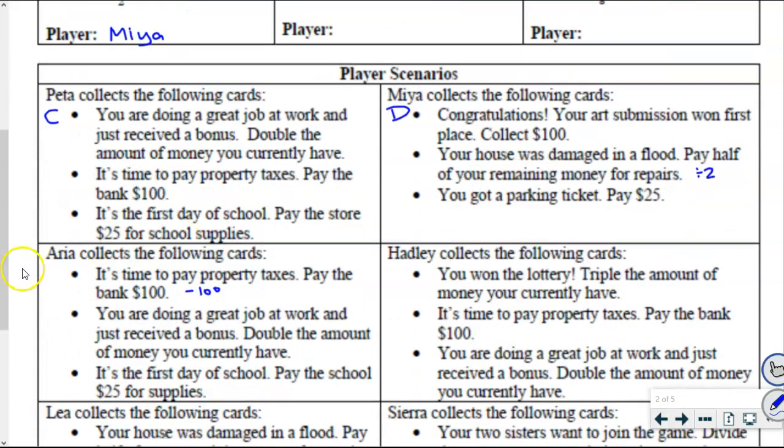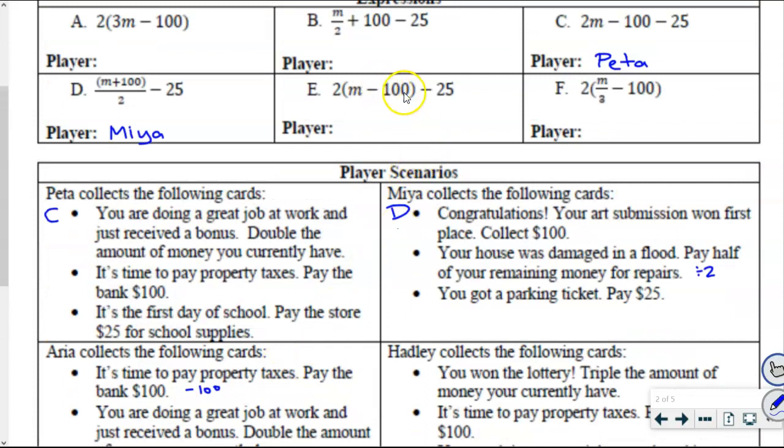And then, keep on reading. It's the first day of school. We pay the school $25 for supplies. So after we pay $100 and then we double, then we're subtracting 25. So I do think it's safe to say player E is Aria. Aria has the expression E to match hers.